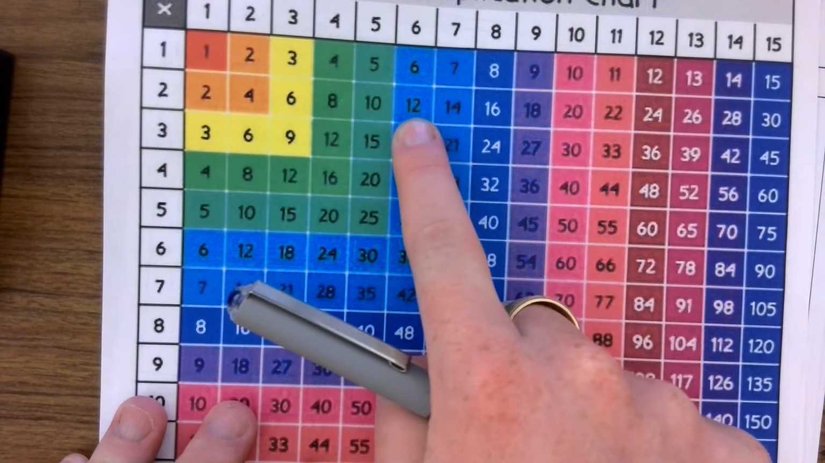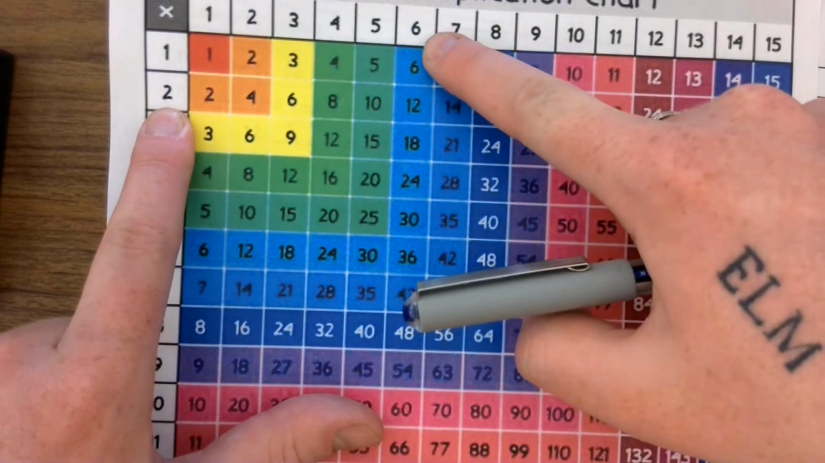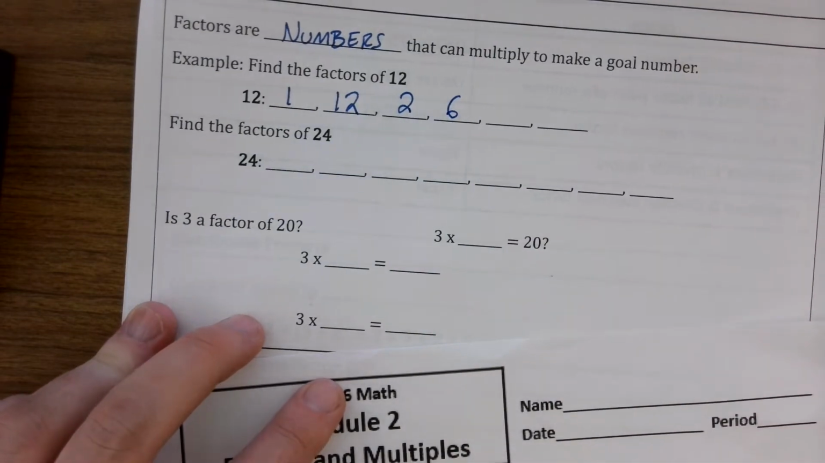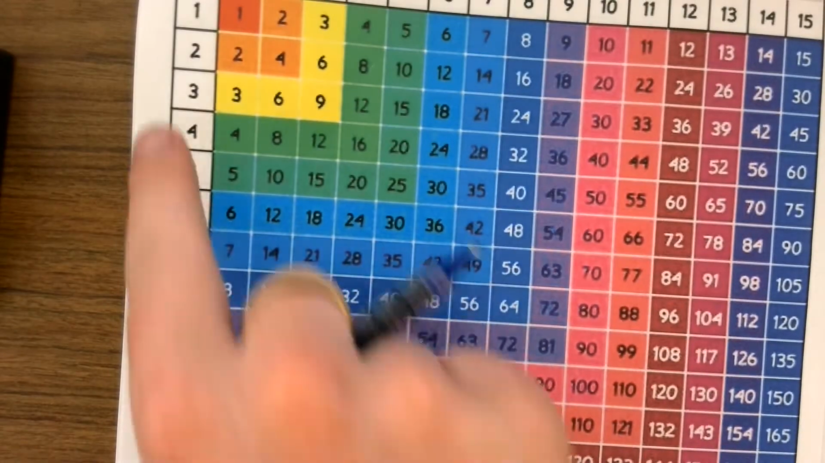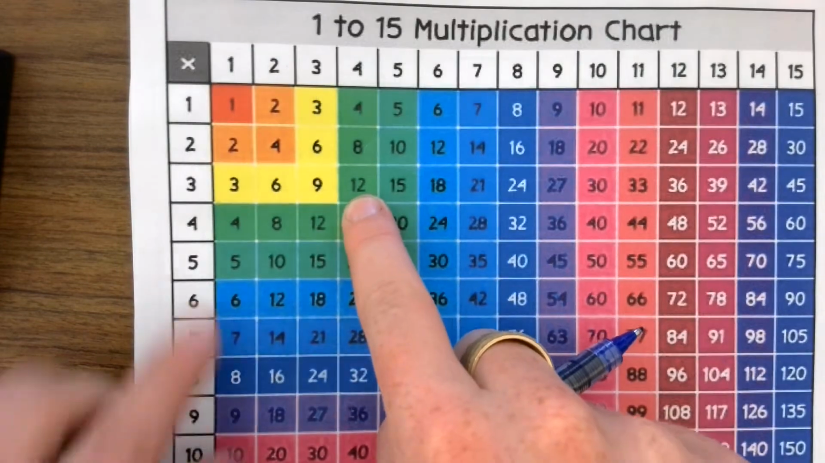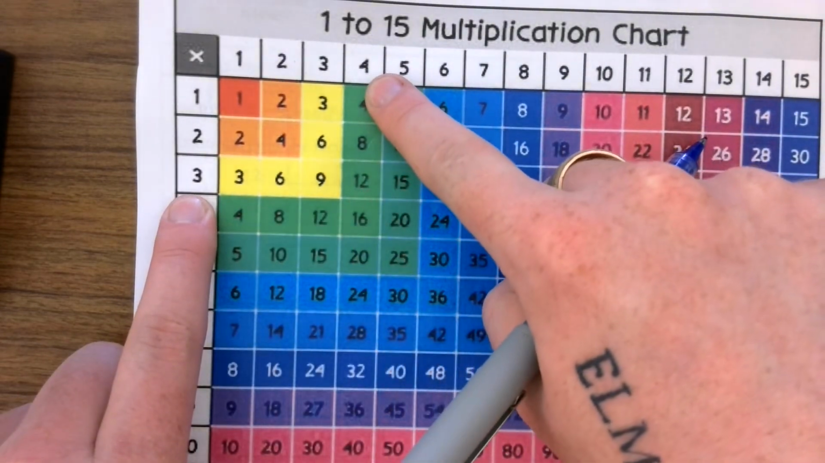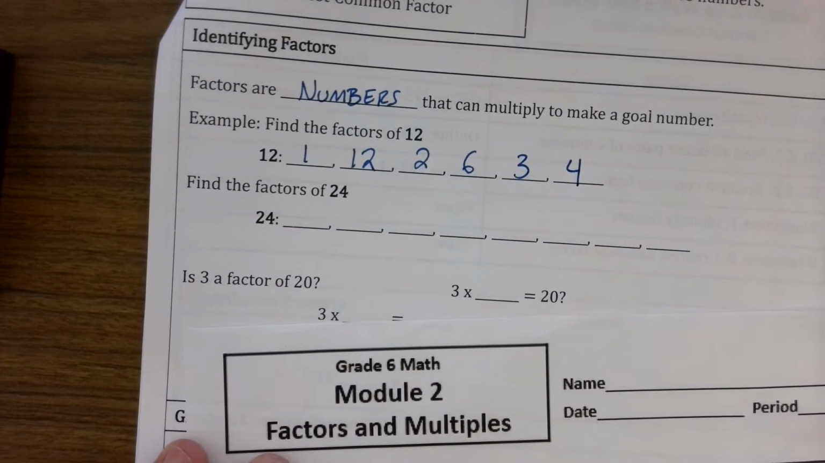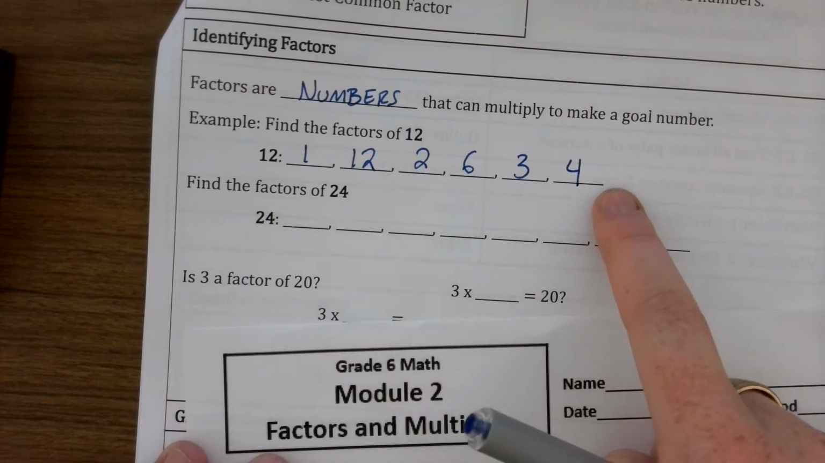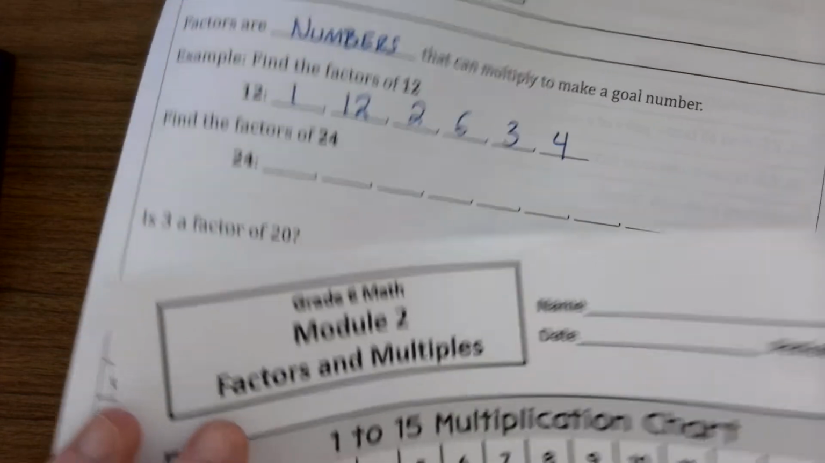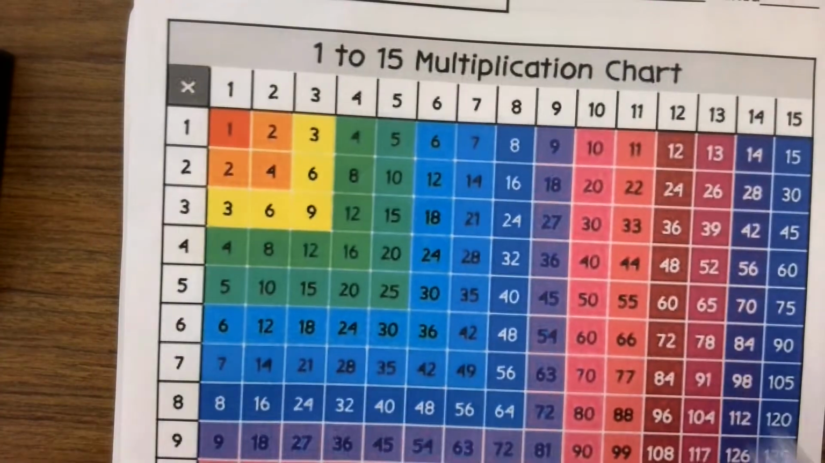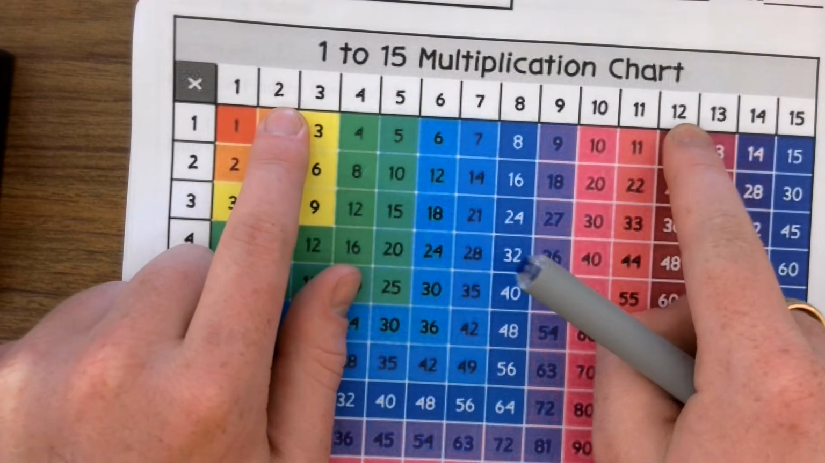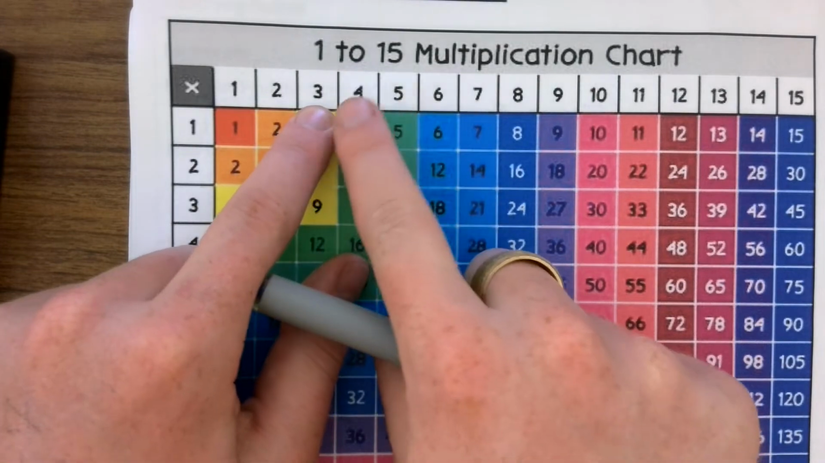Let's look at 2. Oh, there's a 12. We got 2 times 6 makes 12. So 2 and 6 are also factors of 12. Okay, let's look at 3. There's 12. 12 made up by 3 times 4. Cool. Notice we ran out of blanks, so that's how we know that this is the end of our factor list. But we can tell in our multiplication chart as well. We found 1 and 12 are factors, 2 and 6 are factors, and 3 and 4 are factors.